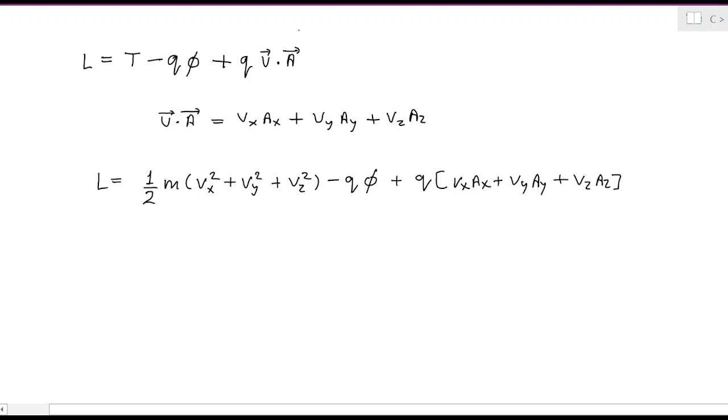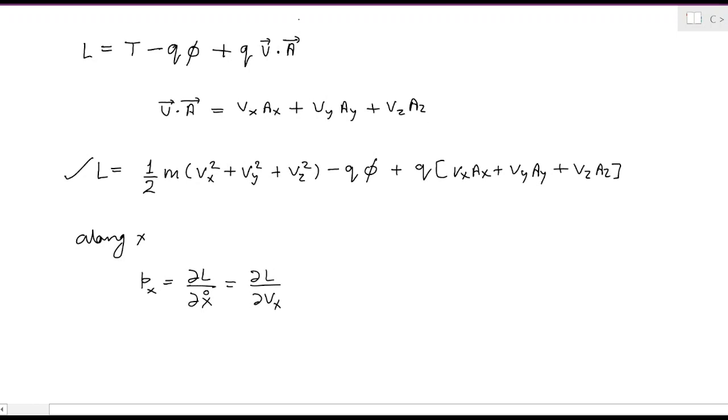So let's just do one thing. Let's find the canonical momentum for the x coordinate only, or you can say along the x-axis. Along x, what will be the generalized momentum? Px, that will be delta L divided by delta x dot. So x dot, as you know, is simply your Vx. So what will happen if you differentiate this expression with respect to Vx?